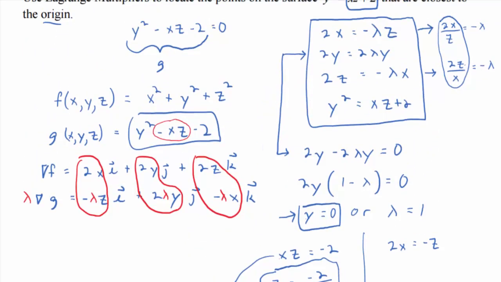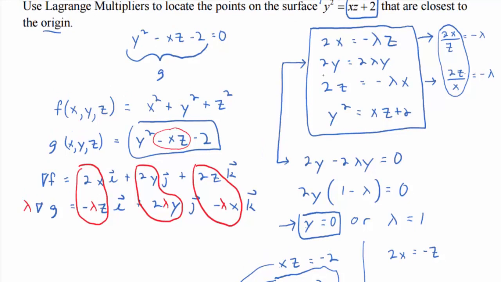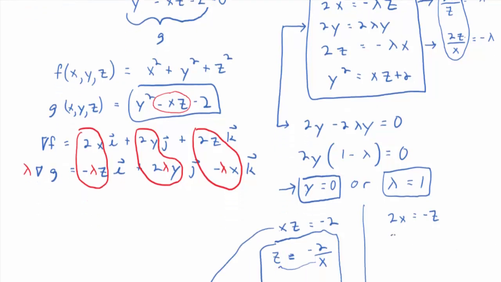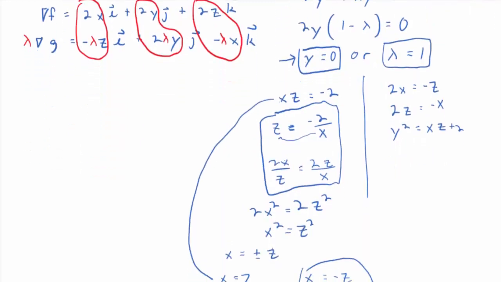What else? We get 2y is equal to 2y. Okay, that doesn't tell us anything, does it? So we won't even write that down. We get 2z is equal to negative x. And then we still have the third equation: y squared is equal to x times z plus 2. So I don't think this will be too hard to work with.